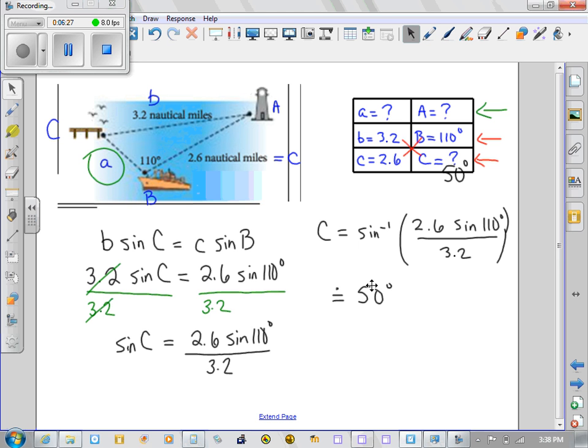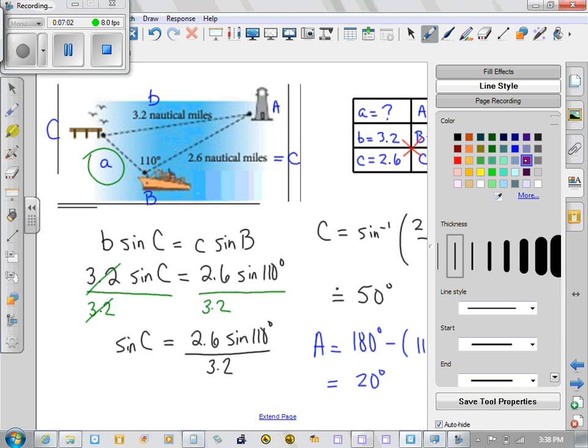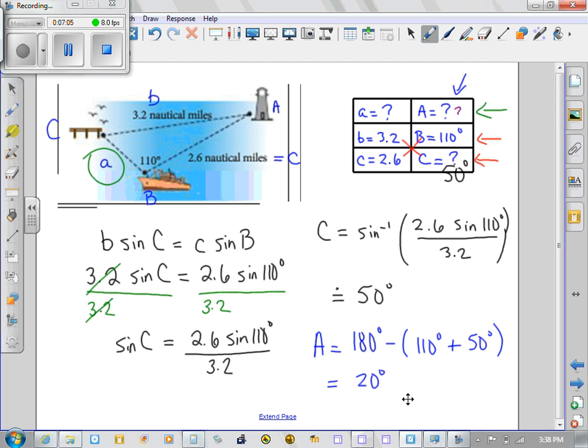Interestingly enough, we can figure out angle A right now. We already have two angles, so angle A must be 180 degrees minus the sum of 110 and 50. A little quick math on that is going to give us an answer of 20 degrees, or 180 minus 160 degrees. So angle A is now 20 degrees.